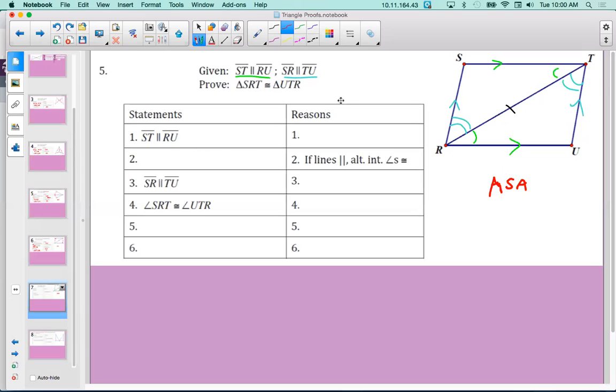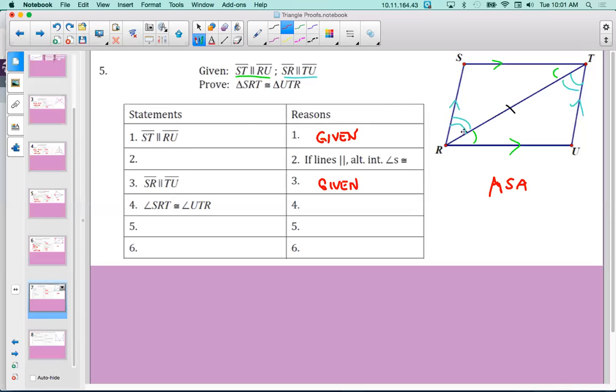Now, we don't have enough information to mark angle side angle right away. We could get our side pretty quickly because it's shared, but we have to prove that these angles are congruent within our proof. So this first one is given. We were given that these two lines are parallel. Now it looks like down here, I'm going to write down given here as well. It looks like what they're doing in this proof is proving that because of these two lines, we have a pair of angles that are congruent.